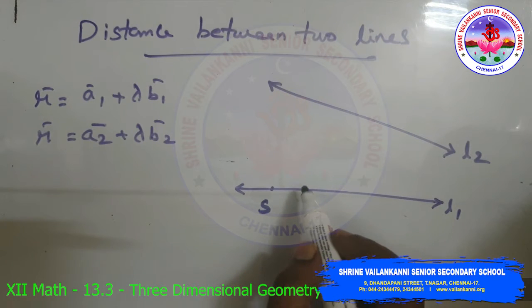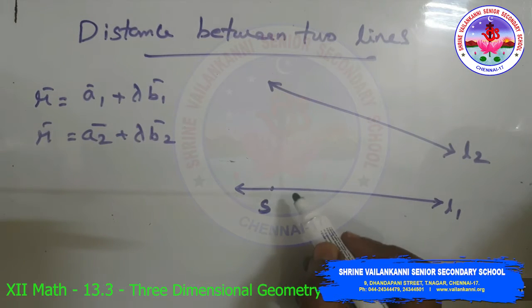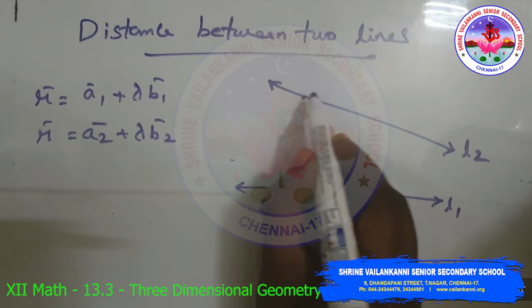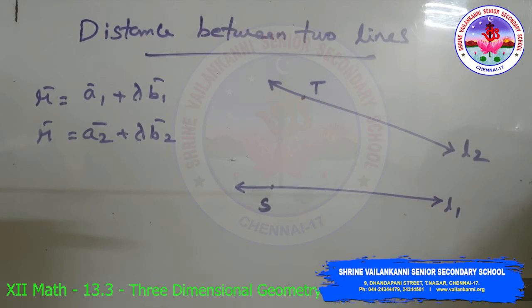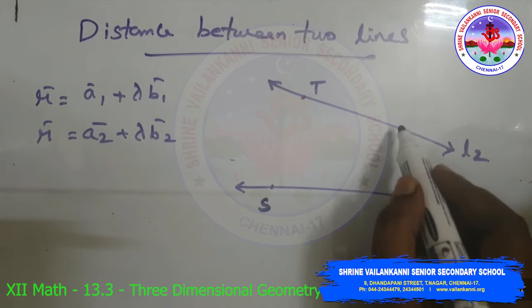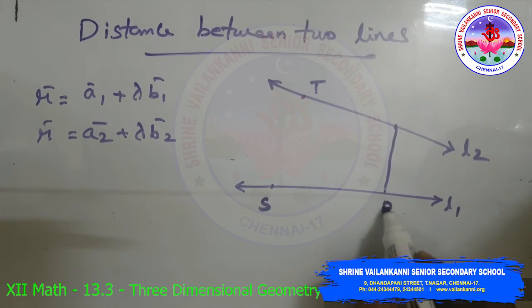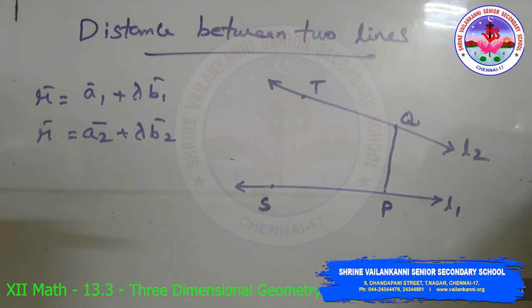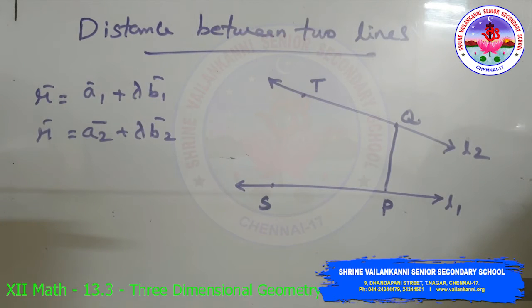Take S on L1 with position vector a1 and T on L2 with position vector a2. Then the magnitude of the shortest distance vector will be equal to that of the projection of ST along the direction of the line of shortest distance. If PQ is the shortest distance vector between L1 and L2, then it is perpendicular to both b1 and b2.